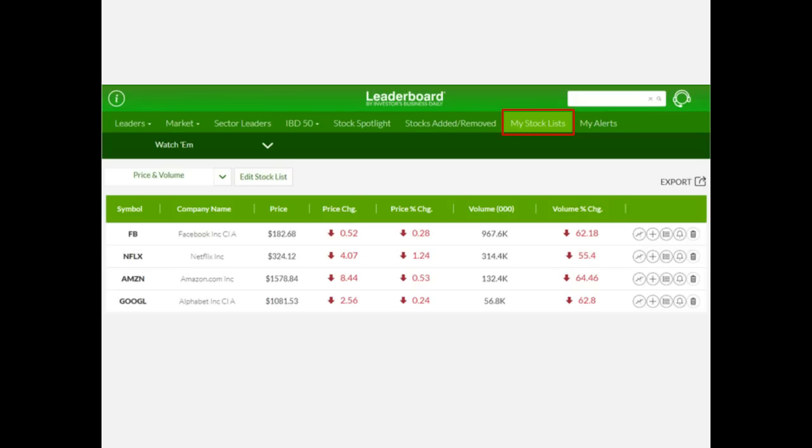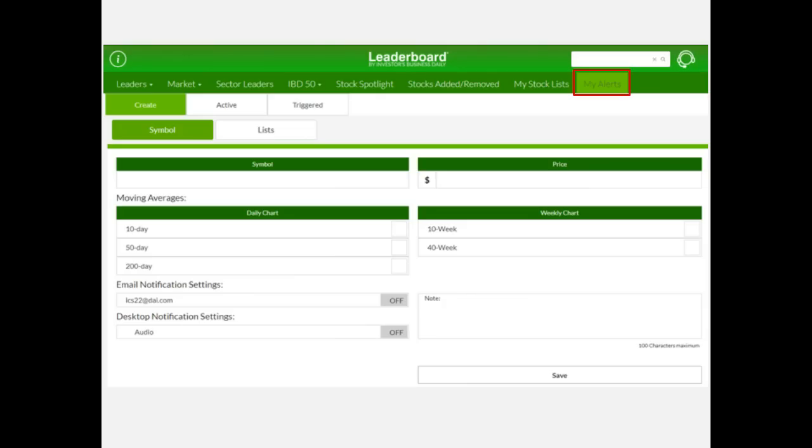And finally, we have a very robust alert system. This is complicated. We don't have time to talk about it now. If you have questions on leaderboard or alerts, you can give us a call here at IBD and schedule some time with a coach. We can walk you through the product, how to do some alerts, but just know we have a very robust alert system.